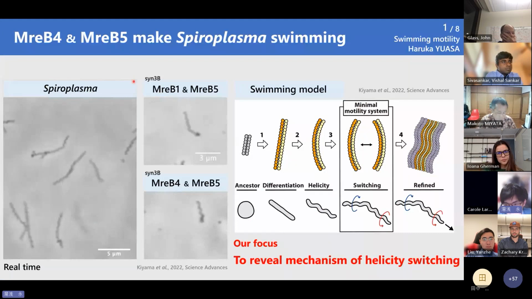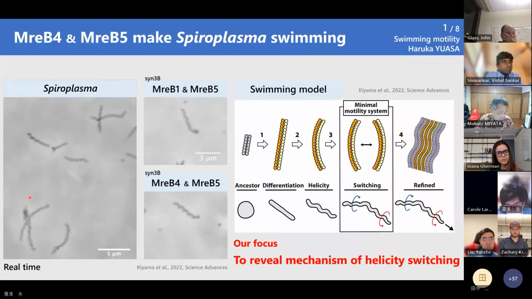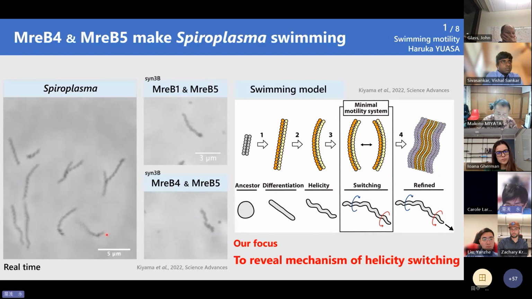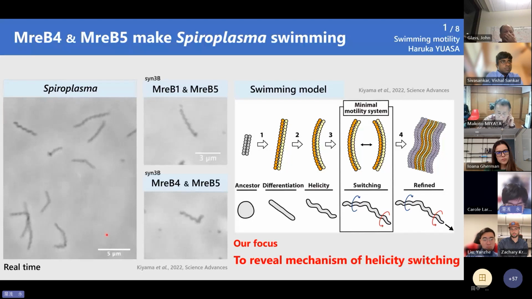I'm working on spiroplasma motility. The left movie shows spiroplasma. They swim in viscous liquid by helicity switching between left-handed and right-handed.